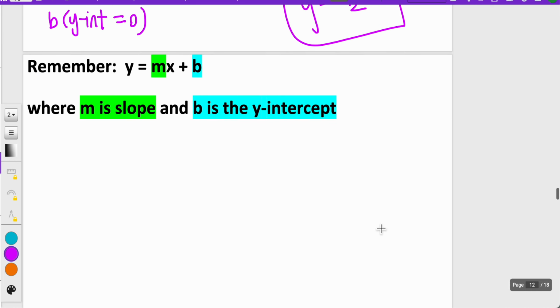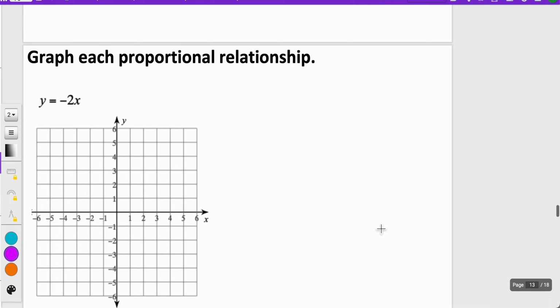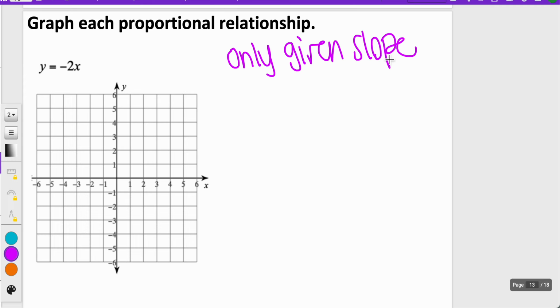Okay? The next thing we're going to talk about is our reminder from the previous lesson, 7.4. Remember, you have y is equal to mx plus b, where m is the slope and b is the y-intercept. So what we're going to do is start to graph these. Notice I'm only given slope, which means the y-intercept, which is your b, is equal to 0. So that's where we would start first.